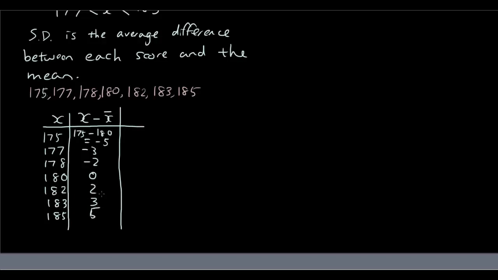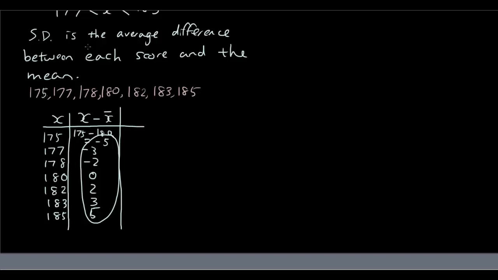Now, what's going to happen if we try to average these numbers? If we went negative 5 plus negative 3 plus negative 2 plus 0 plus 2 plus 3 plus 5 and divided by 7, we will get 0. Why is that? Because some of these numbers are negative and some of these numbers are positive, and they cancel each other out to 0 when you add them together. So if that's the case, then the standard deviation of all different data sets will be 0. So it's not going to work.